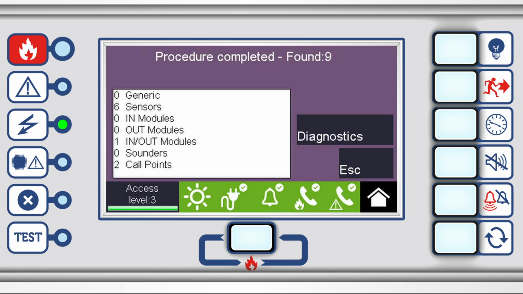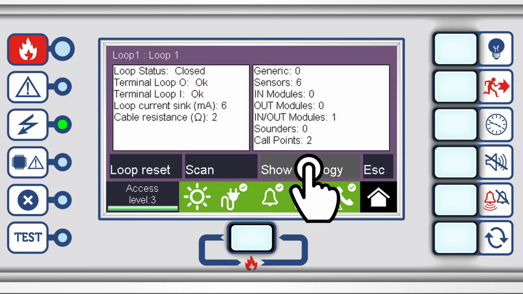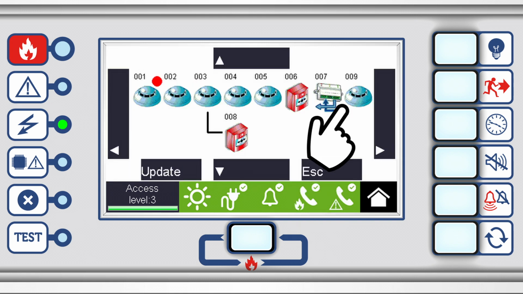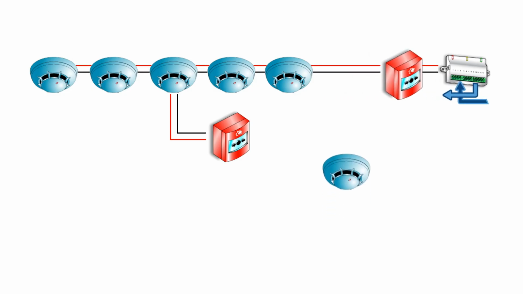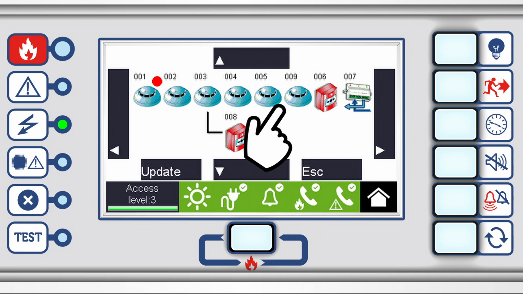In the recap table you can see the new number of devices. Click on Diagnostics. Show topology. In the loop map you can see the new device. Even if you add the device along the loop, the map will show it in the correct position.